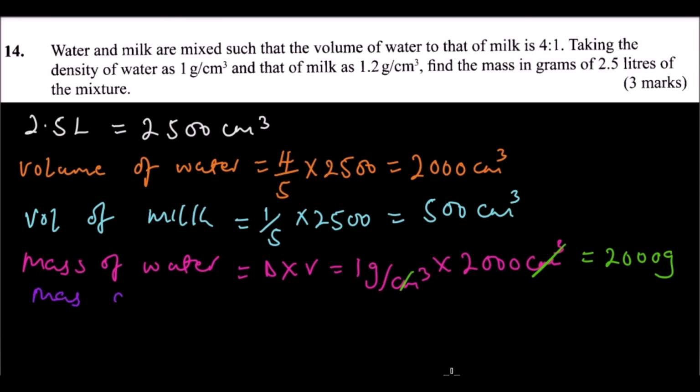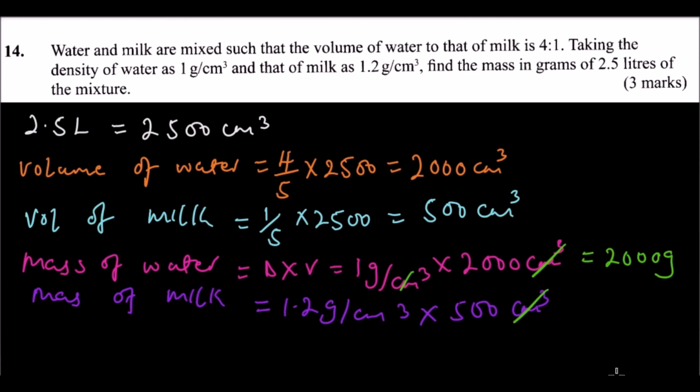Again we go to the mass of milk. Mass of milk is again density multiplied by volume. The density of milk is 1.2 gram per centimeter cube. You multiply by the volume, which we have found is 500 centimeter cube. So now this also disappears. When you multiply 1.2 by 500, you will get 600 grams.